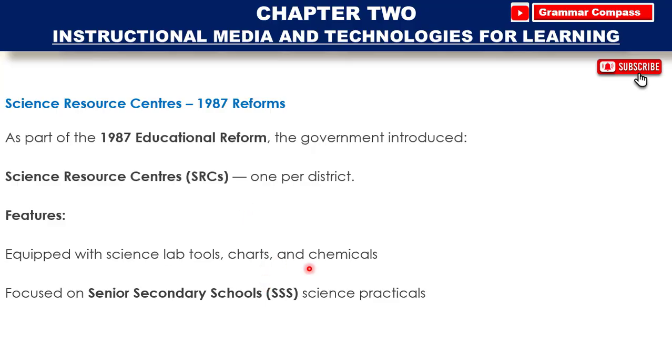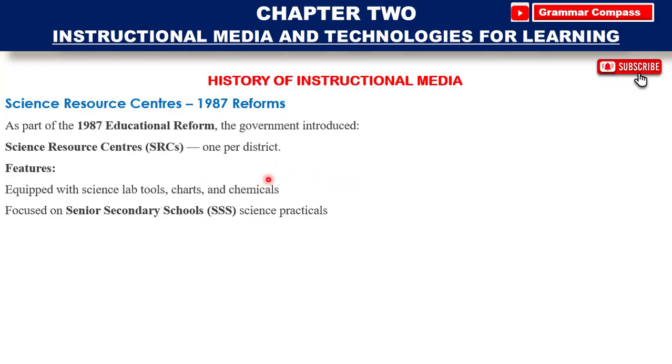It was very important because before these initiatives, many schools didn't have proper science laboratories. That made it difficult for students to understand science through practical work, which, as we know, is an essential part of learning. So the SRCs made it possible for students from different schools to come together and perform real science experiments. So this emphasized the importance of science and technology in the Ghanaian educational system. Just as we've mentioned, the Science Resource Centers were focused on senior secondary school science practicals.